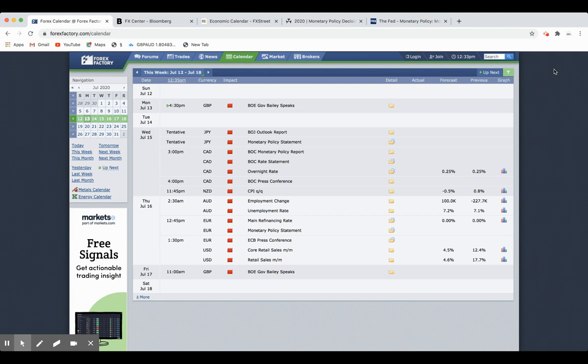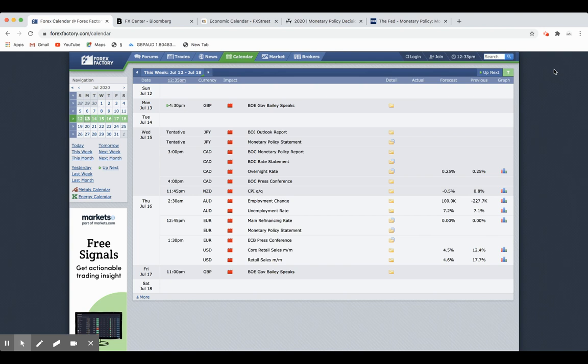So we have our three different types of fundamental data. We've got central banks, geopolitical events, and economic data. Okay, we've outlined these in the chapter, and we've outlined how we use each. And now we're just going to look at the resources on how you find the actual information for each one.